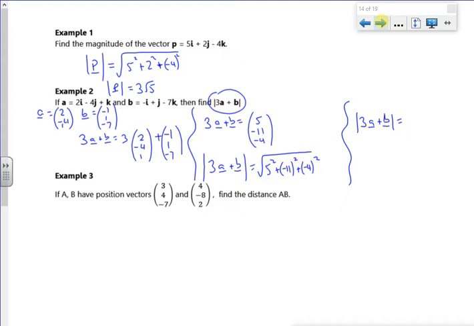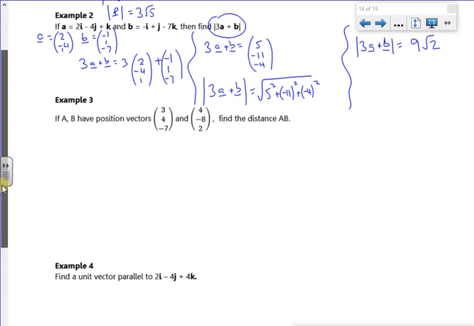What does that get me? 9 root 2 according to the completed pack. There. Right, so I've done some 3D vectors where I've found a vector and I've found its magnitude. I've just got a magnitude.